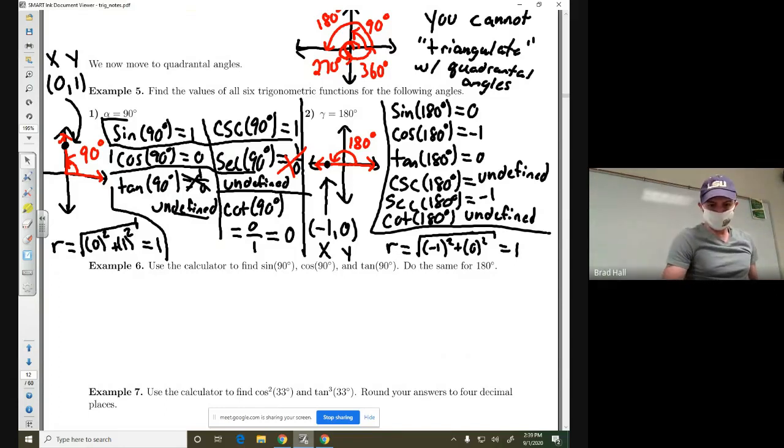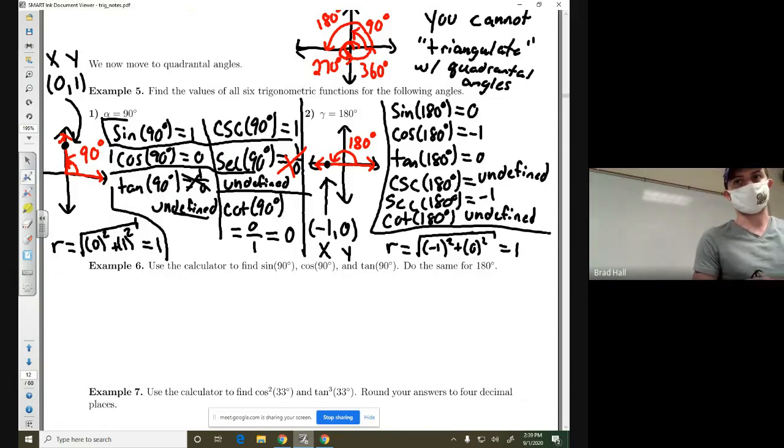Let's go ahead and move on to example 6, which basically says, hey, can you do this in the calculator? Well, it's a perfect time to grab your calculator. If you don't know how to do this already, make sure that it's in degree mode. And by simply typing in sine of 90 degrees, you should be able to get 1. These are values we already found. This is a way to confirm that your calculator is in the right mode.